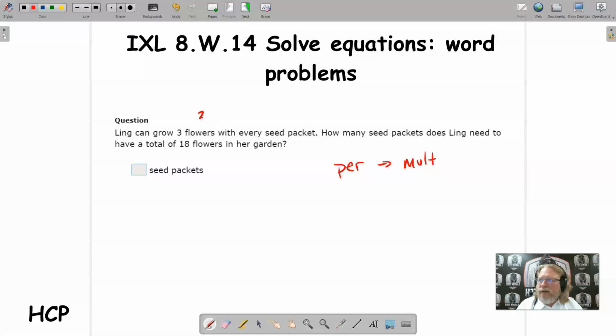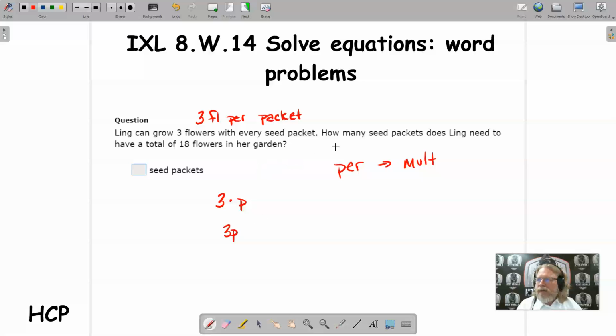Another way to say this would be 3 flowers per packet, right? P-K-T. So if we just rephrase this as 3 per packet, we pull that out as 3 times P, 3 times each packet for every one packet. Or we could also just call that 3P, because 3 flowers for every packet. And 3P means 3 times P, and here we have 3 per packet, or 3 times P, P for packet.